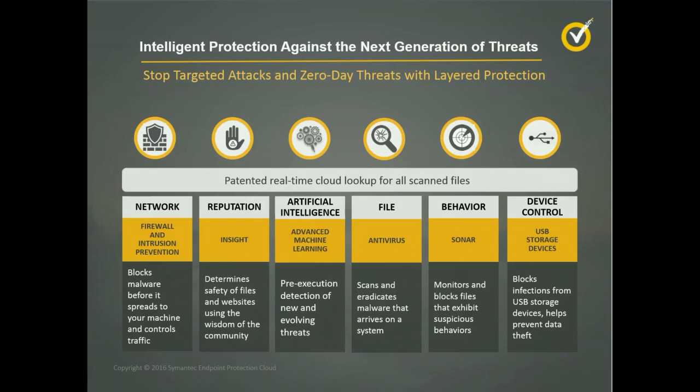Protection on the endpoint really starts at the network level, which is why SEP Cloud includes a really strong firewall and intrusion prevention system. This is a key early detection and blocking technology because the blocking here happens before anything has a chance to get resident in memory or on the disk of the system. It can help to protect against things like drive-by downloaders or even malicious traffic that's trying to take advantage of unpatched vulnerabilities in a system.